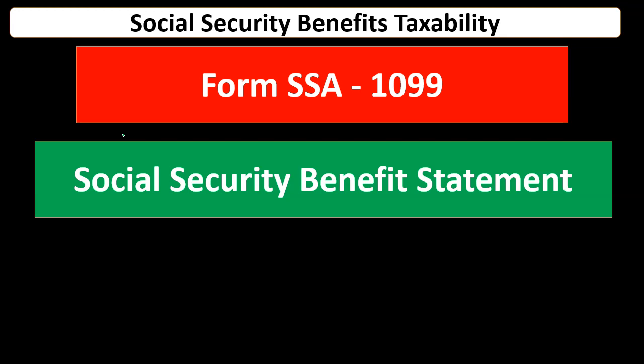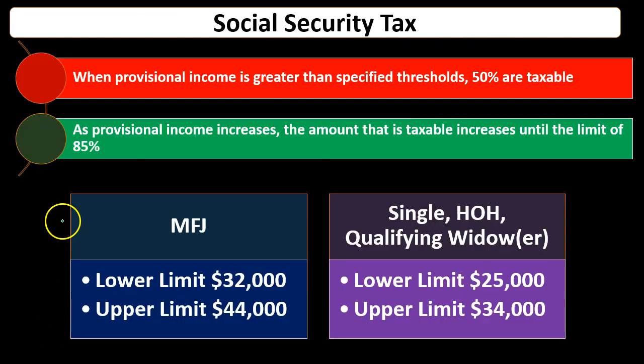Anyone that's over like 62 or so, or 65, you're going to want to start asking, did you have Social Security benefits? You should have then received a Form SSA-1099, the Social Security benefit statement. That then is what we're going to use to enter the data into the tax return.